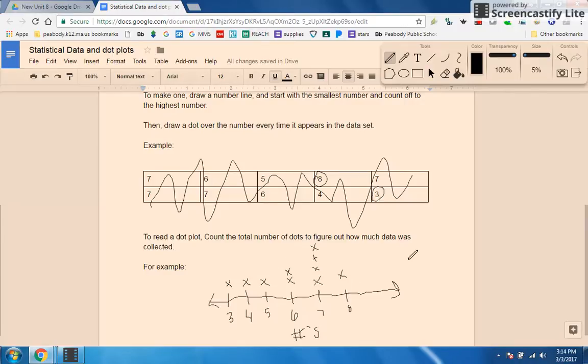Okay, if they were asked who scored the most or whatever, you would say 7 because it has more X's than everything else. And that's how you would read a dot plot. So they're pretty simple. So I'm going to give you guys some to do on the big ideas now.